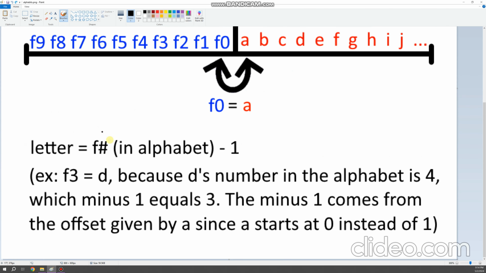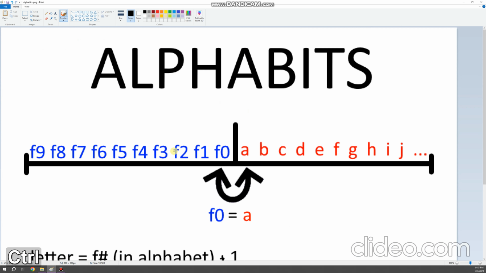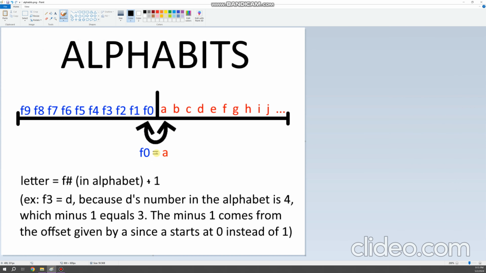So let's look at this little equation. This equation is actually wrong. Nobody's perfect. This in alphabet actually goes here. So it's a letter, parentheses, in alphabet. And this should be a plus. It's just a mistake on my end. Nobody's perfect. Sorry. Let's go back to learning.